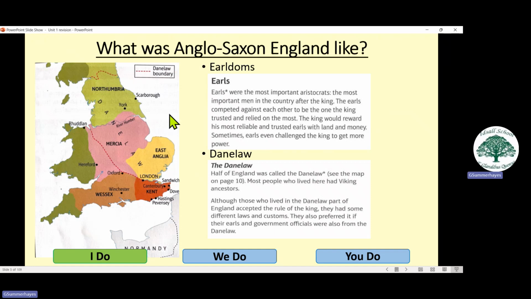They were loyal to the king, but they had slightly different customs, and they wanted people to rule them in their earldoms who were like them, the ancestors of Danes. They were all pretty much Christian by this point, though there was not really a difference in religion. Although there may have been one or two still following the old gods.